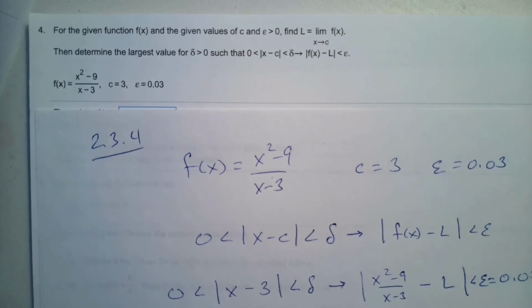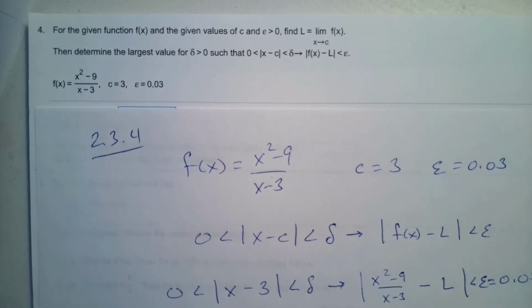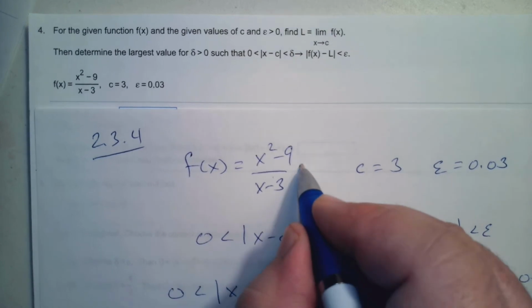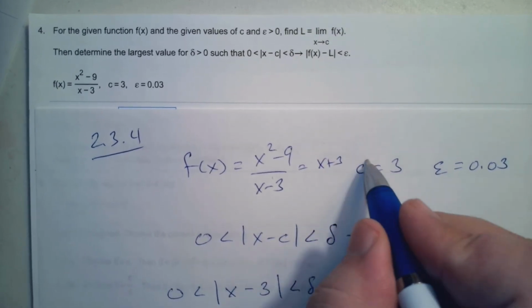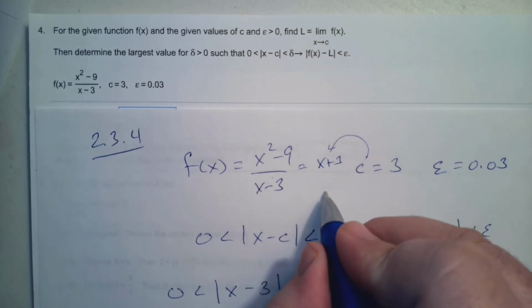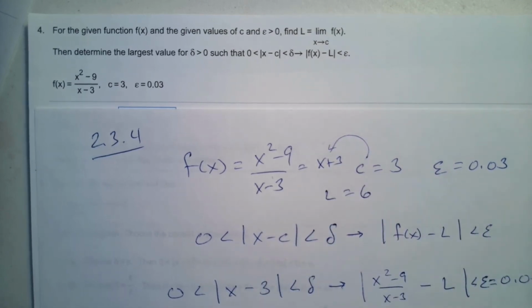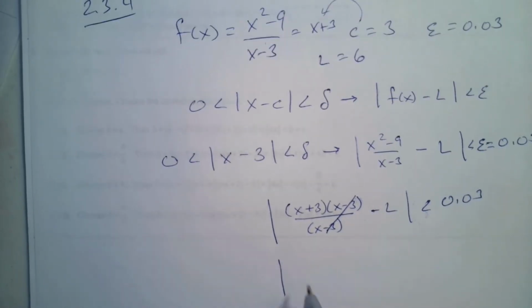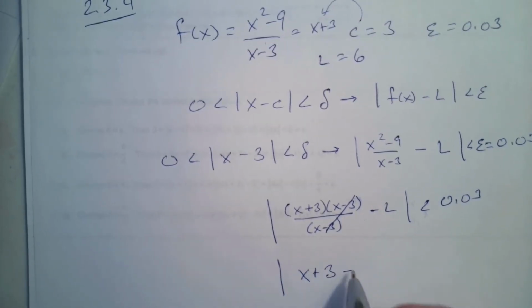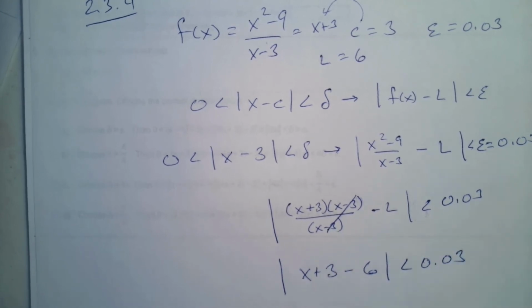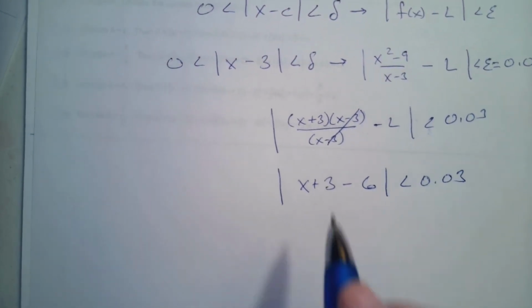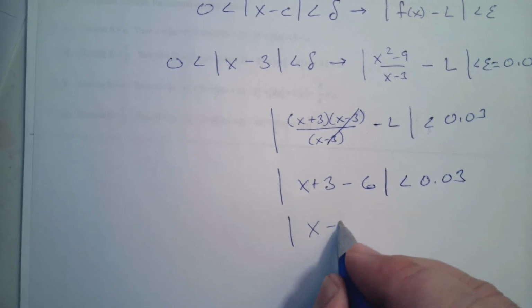Which is less than 0.03. So that's our function, x plus 3. When x goes to 3, the limit is 6. So we have x plus 3 minus 6, which becomes x minus 3.